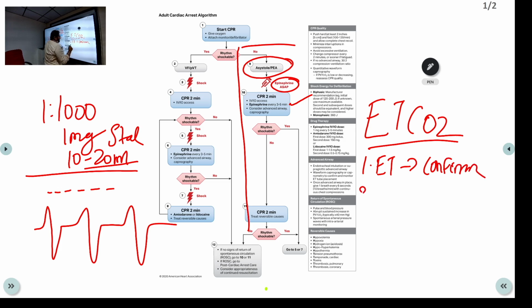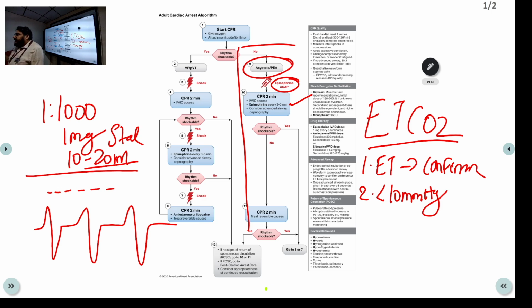Then what is the second role? If the ETCO2 is less than 10 mmHg, that means in a cardiac arrest, if you are continuously monitoring your ETCO2, and if the ETCO2 is less than 10 mmHg, that means your quality of CPR is not good. You need to improve the quality of CPR. Maybe the rate is low, but if you have a feedback device, that is well and good.